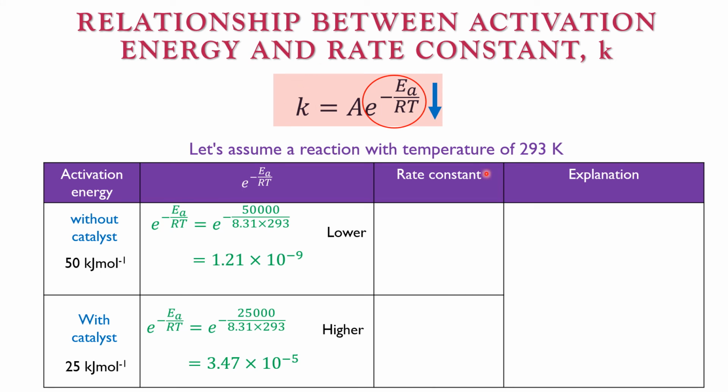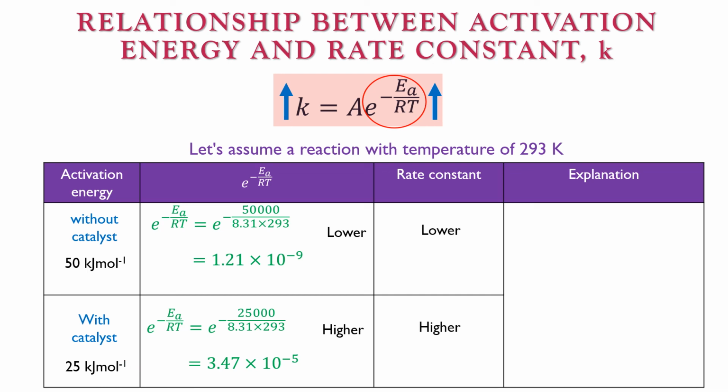From Arrhenius equation, when value of exponent negative EA over RT is lower, the value of rate constant K is also lower. So we can conclude that the value of rate constant is lower when the activation energy is higher. When the value of exponent negative EA over RT is higher, the value of rate constant K is also higher. So we can conclude that the value of rate constant is higher when the activation energy is lower.